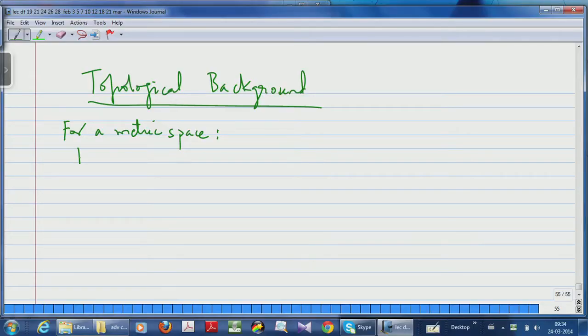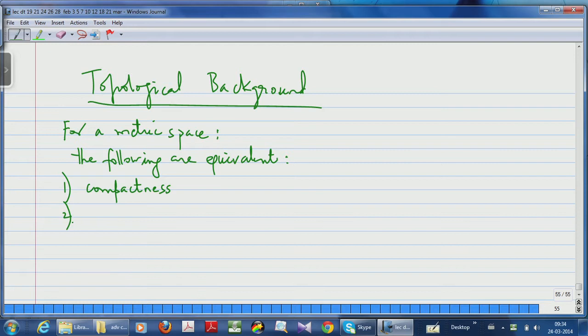The following are equivalent. Number 1 is compactness. Number 2 is sequential compactness. And number 3 is the so called Bolzano-Weierstrass property.